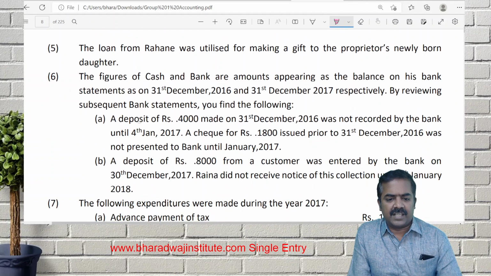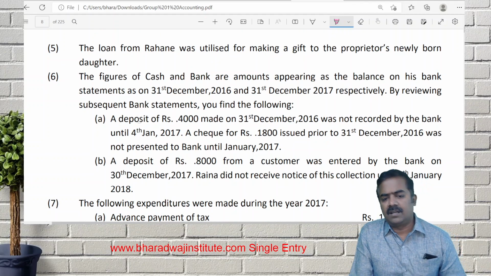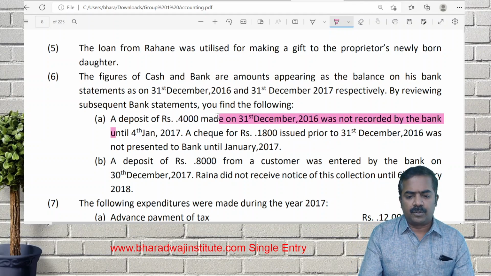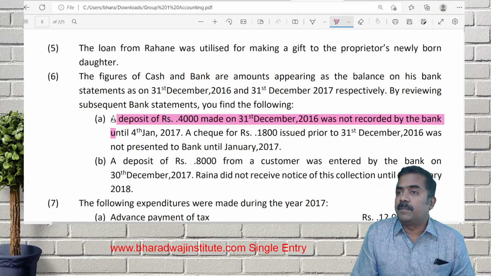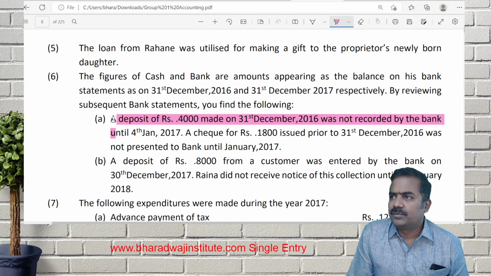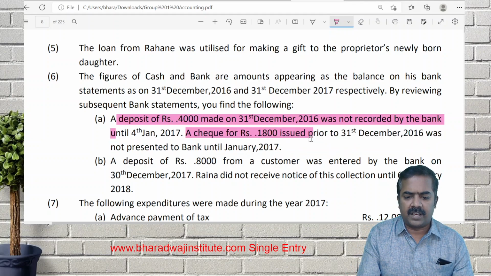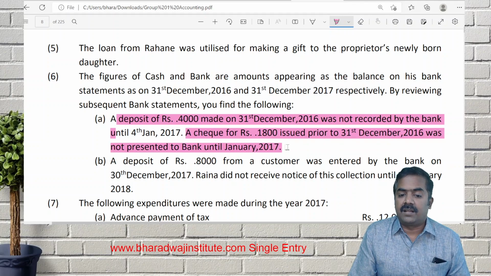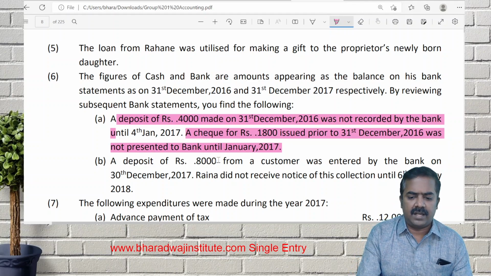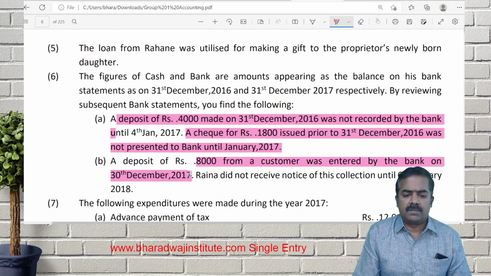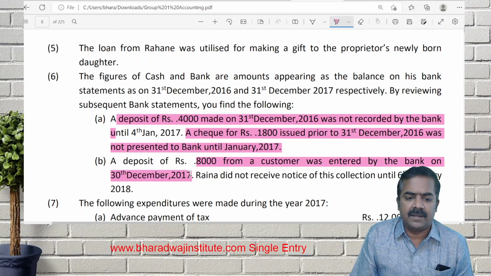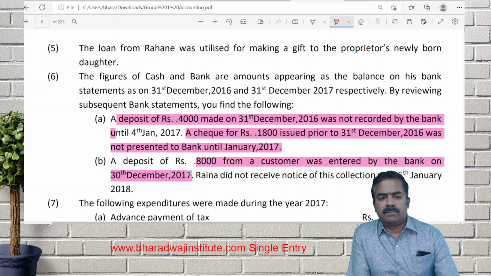Then the figures of cash and bank balance appearing in the balance sheet on 31st December 2016 and 2017 are given to us, with a review. A deposit of 4,000 made on 31st December was not recorded by the bank, which means the bank balance is not including this 4,000. A check issued for 1,800 prior to 31st December was not presented to the bank till January 2017. Then a deposit of 8,000 from a customer was entered by the bank on 30th December 2017, but we did not receive the notice of collection till 6th January 2018.